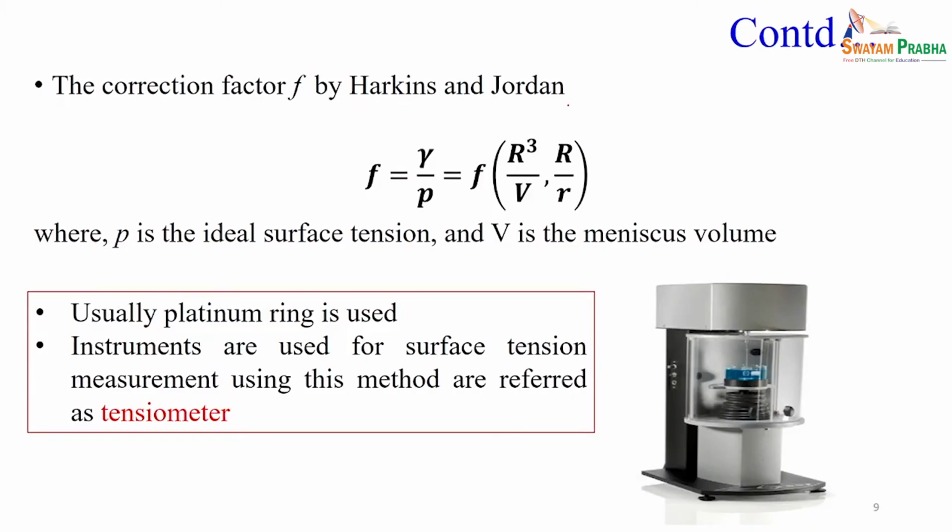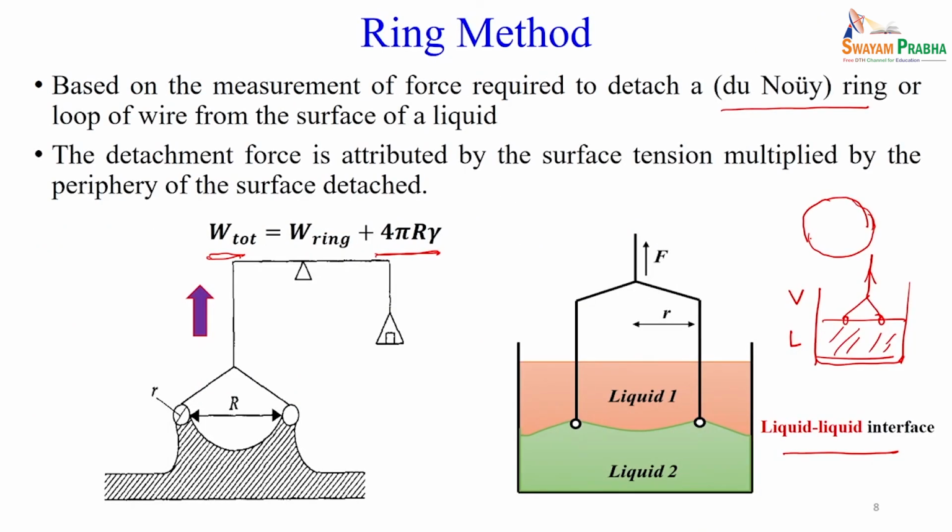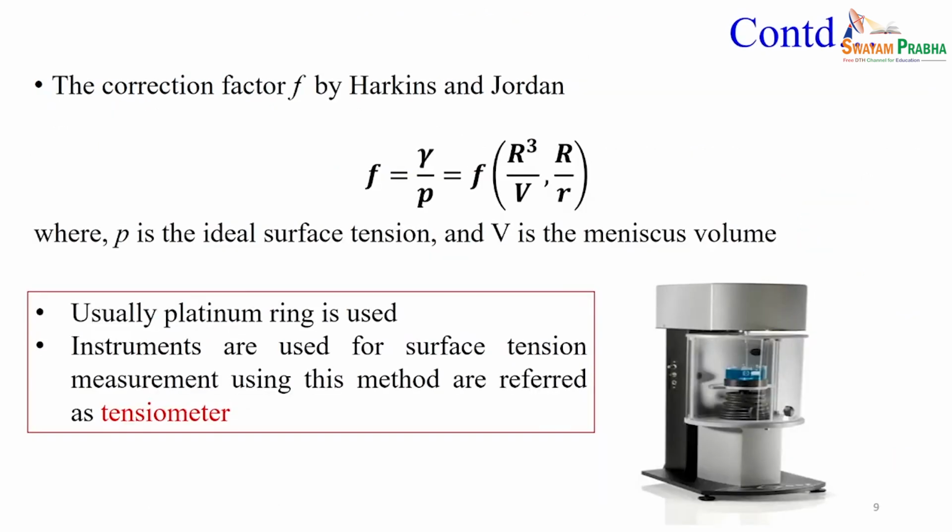So, considering this, Harkins and Jordan proposed a correction factor, but here the correction factor will be a function of two parameters. One will be, of course, the radius of the ring and the size, or you can say the thickness, of the ring. Apart from that, the other will be the same as we discussed for the drop volume method, that will be a function of volume.